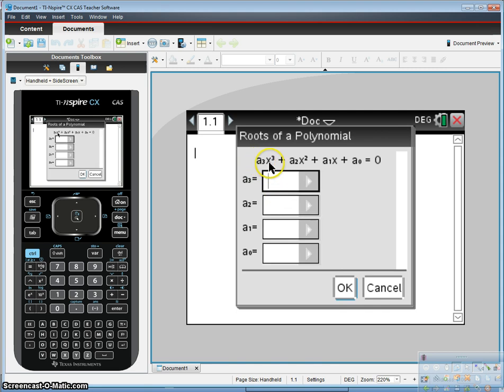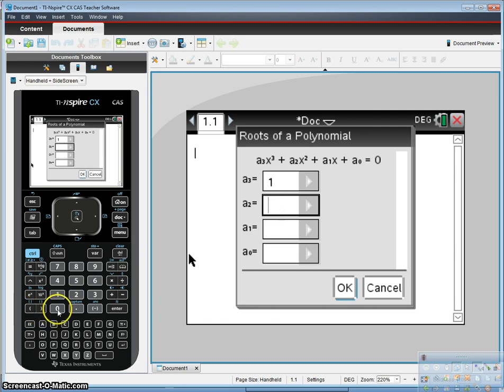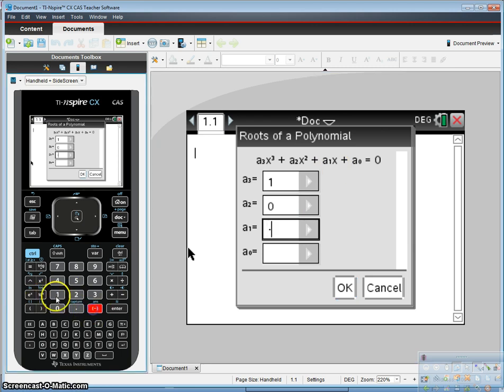So what is my coefficient of x cubed? In this case, it's 1. What's my coefficient of x squared? I don't have one, so that's 0. What's the coefficient of x? That's the c coefficient, that's negative 1. And the last coefficient, my constant, is also negative 1.